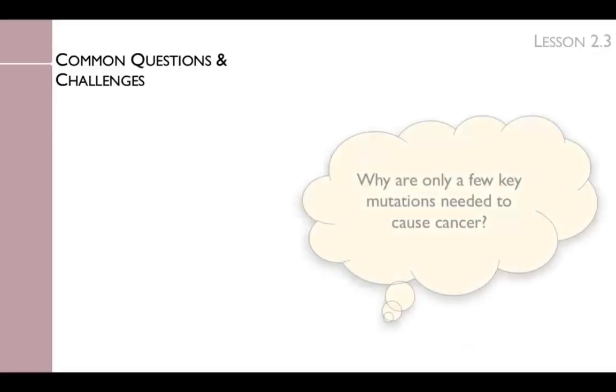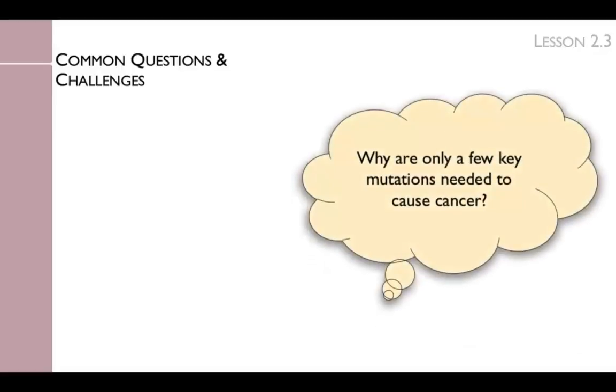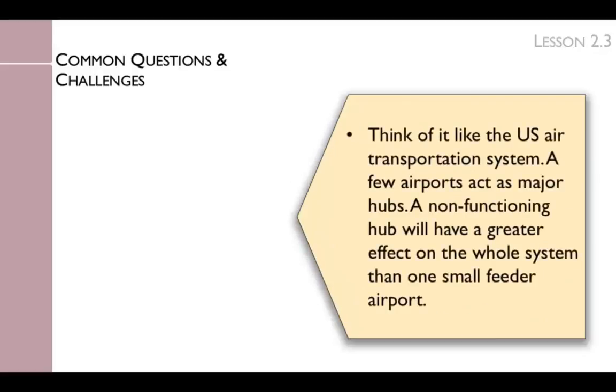Another question students ask is, why are only a few key mutations needed to cause cancer? Think of it like the U.S. air transportation system. A few airports act as major hubs. A non-functioning hub will have a greater effect on the whole system than one small feeder airport.